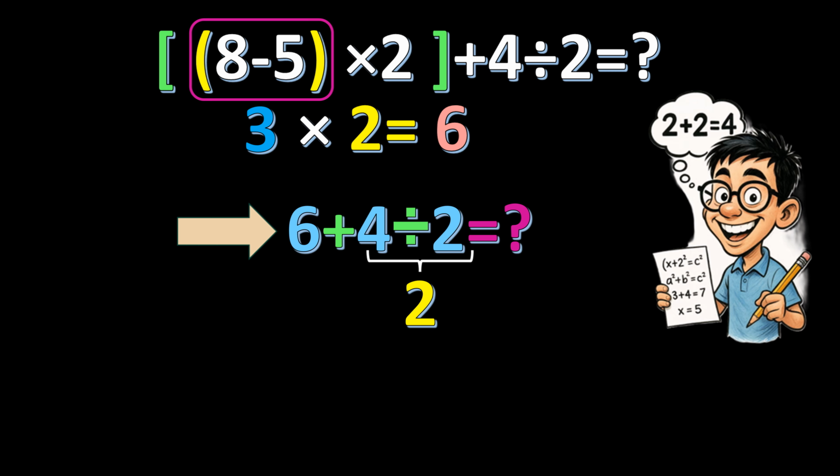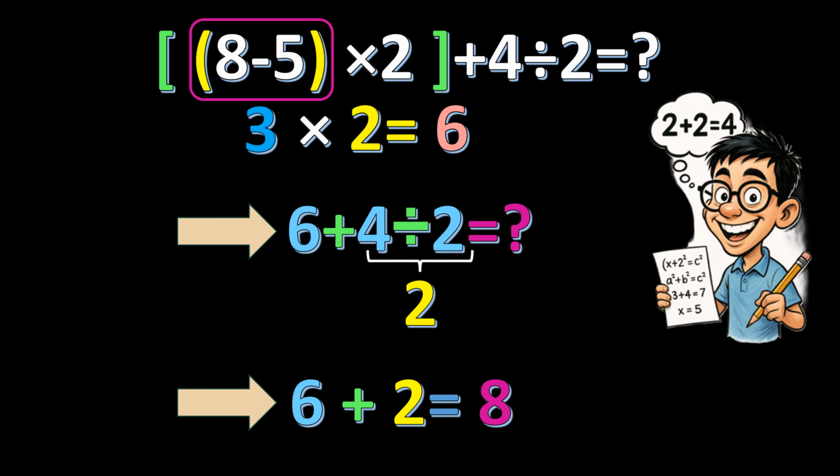Again, following the PEMDAS rule, division takes priority over addition. So, 4 divided by 2 equals 2. Finally, 6 plus 2 equals 8.